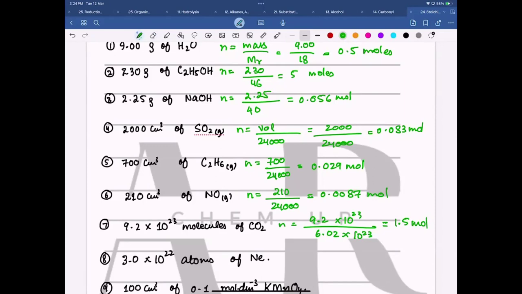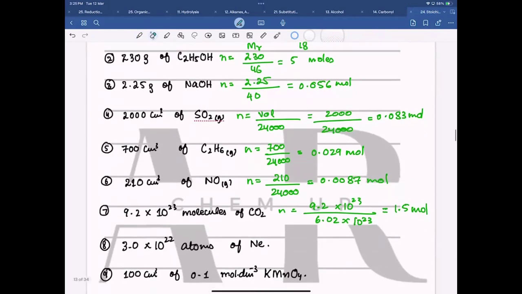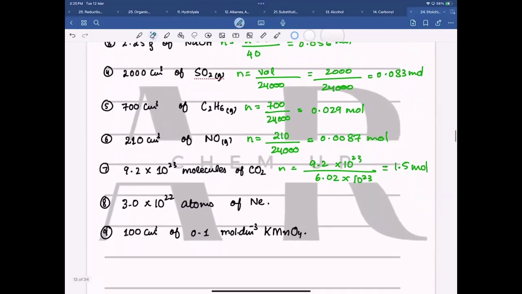Can anyone confirm the answer for 7? Is it 1.5 mole? Yes, sir. Okay. Then again, it's the number of atoms. So 3.0 exponent 22 divided by 6.02 exponent 23.